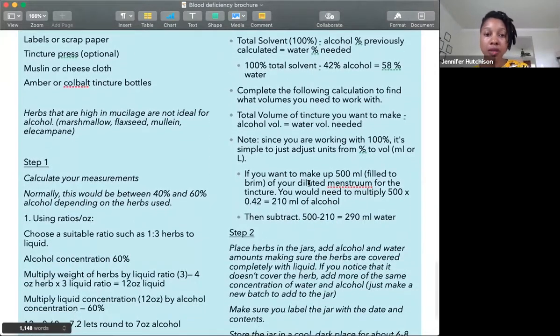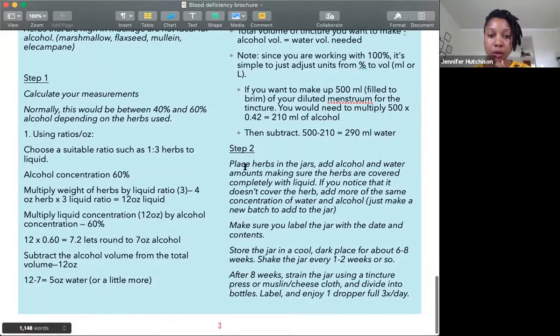And then after that, basically you just put everything into the jar, and here it is. So that's step 2. Place herbs in the jar with the alcohol, label it, and store it away for 6 to 8 weeks, shaking it every 1 or 2 weeks or so, whenever you remember. It's really not even that big of a deal. And then after those 8 weeks, you can strain it using the tincture press if you can get one, or with the muslin cloth, and then put it in your bottles.